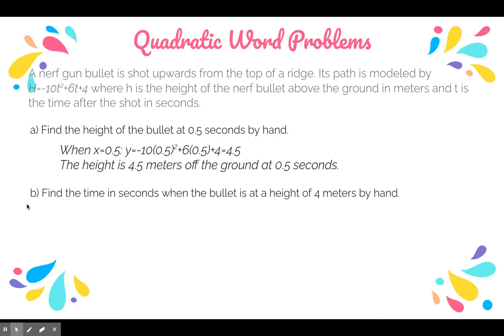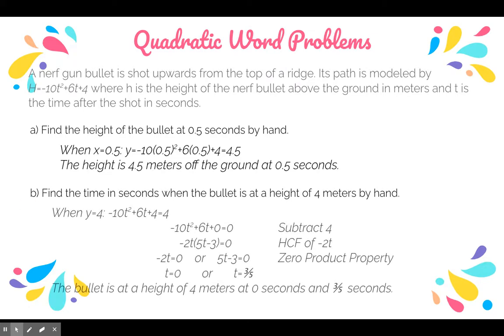I'm going to do the same. This time I'm going to solve for the height of 4 meters by hand, and I want to know what time. This is where I'm going to use factoring, and I'm going to set y equal to 4, the height, and solve for t. So I want this to be equal to 0, so I have to subtract 4 from both sides. Then I'm going to remove the highest common factor, and then I'm going to set each of those expressions equal to 0 and solve. So I get 0 and 3/5. So the bullet is at a height of 4 meters at 0 seconds and at 3/5 of a second.